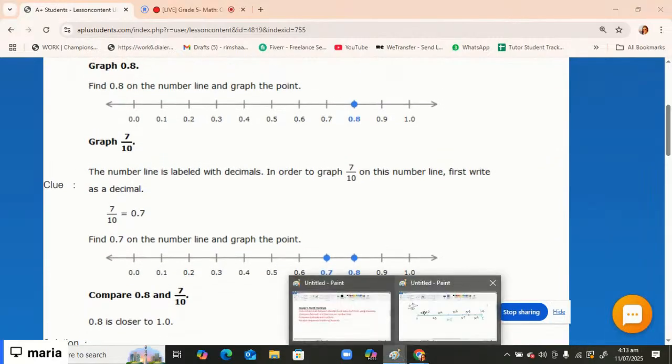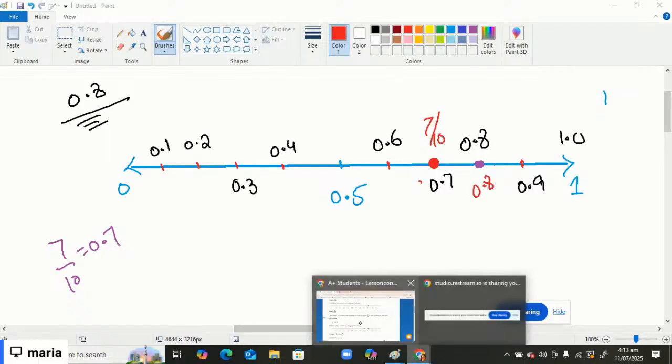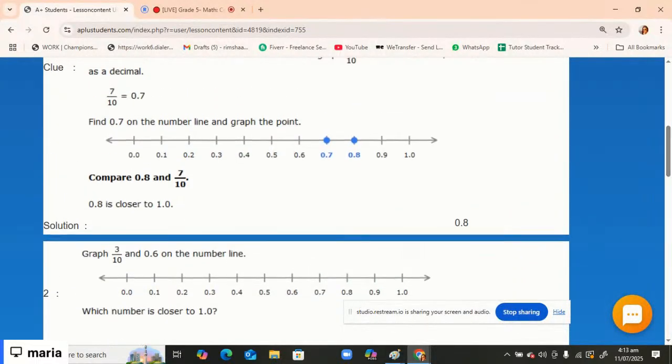Okay, and then just see, what is 7 by 10? That is your 0.7. So where does it lie? It lies over there. That is here. So this is 0.8, this is 0.7. So this number is 7 by 10 and this number is 0.8. Now they are saying compare 0.8 and 7 by 10. So which one is closer to 1?